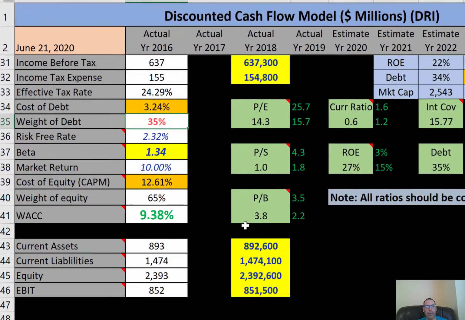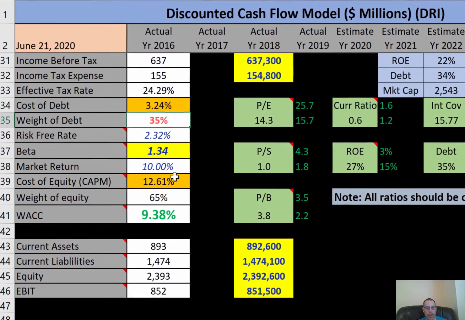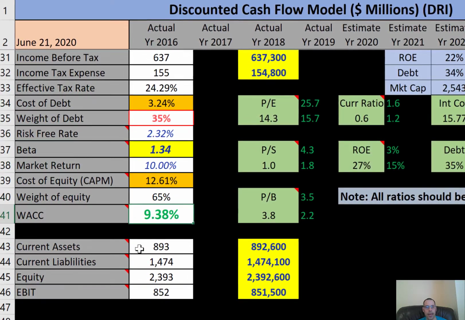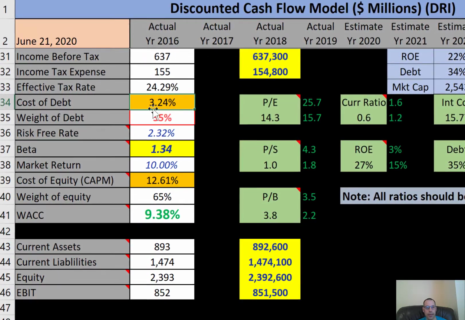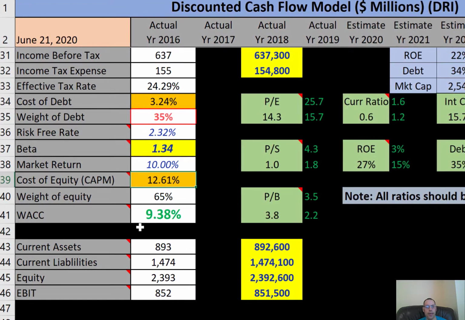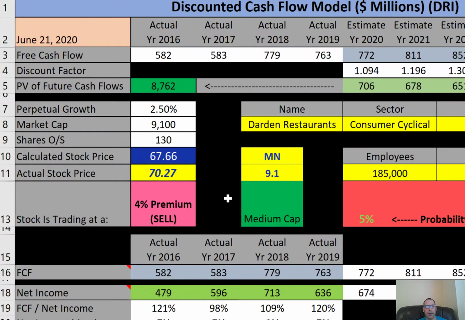So they have 35% of debt in their capital structure, 65% of equity. So to get the weighted average cost of capital, it's a blend of cost of debt, 3.2%, cost of equity, 12.6%. That comes out to 9.4%, the WACC, and that's what we're going to use to discount the future cash flows. So we estimated 4 years of future free cash flows.